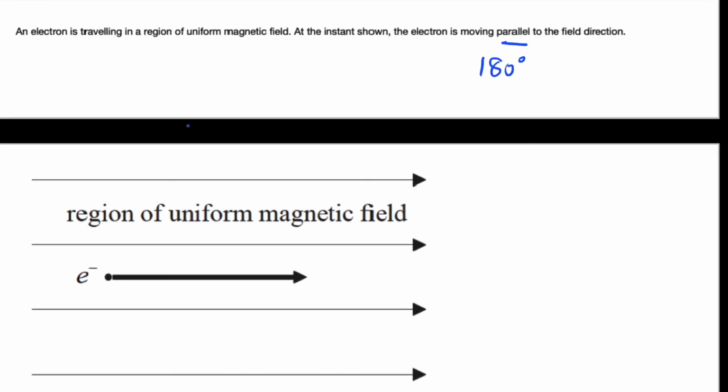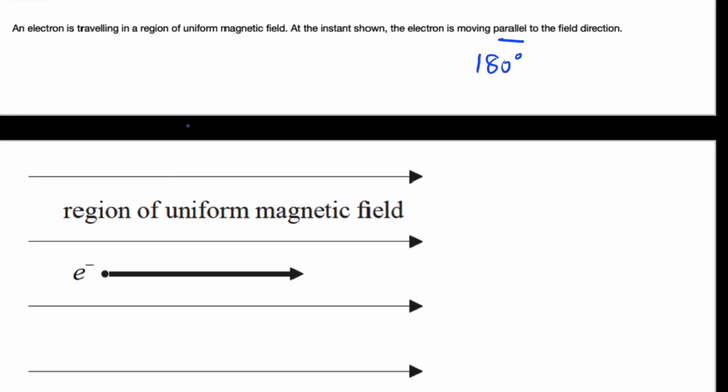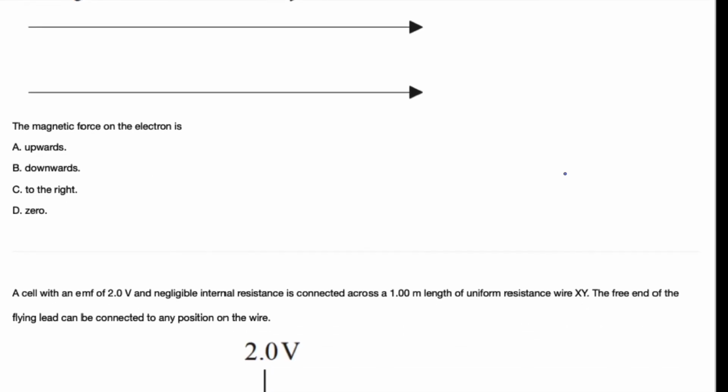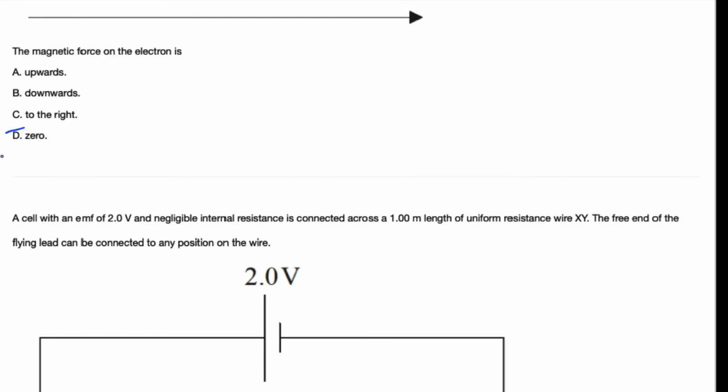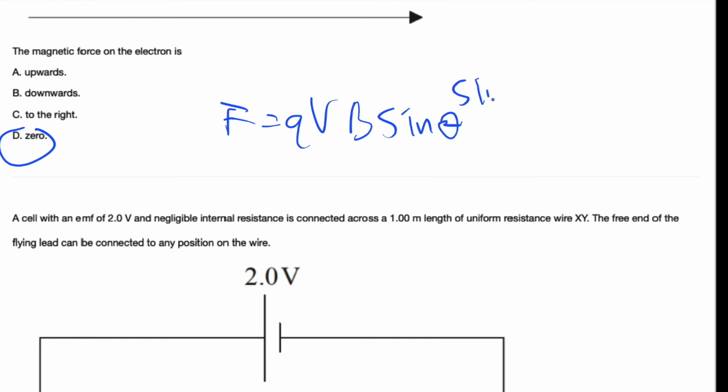An electron is traveling in a region of uniform magnetic field. At the instant shown, the electron is moving parallel to the field direction. So here I wrote 180 degrees. Then the force on the electron is going to be equal to 0, because force is equal to charge times velocity times B sine theta, and sine 180 is equal to 0.